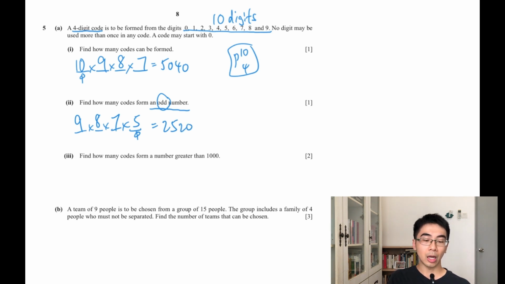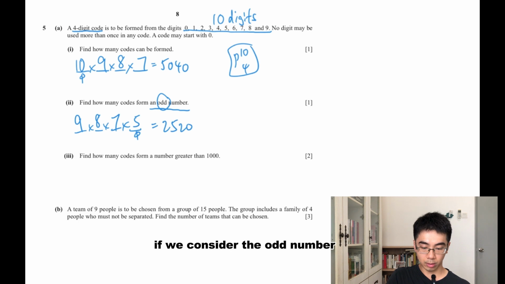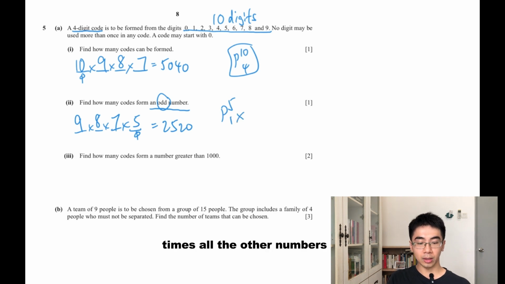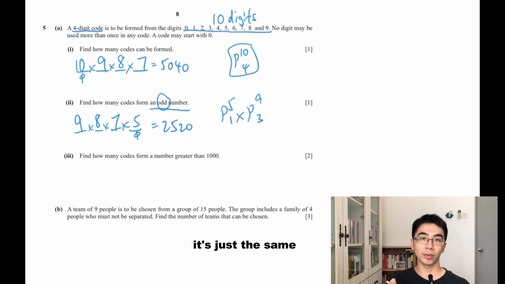Just use your calculator and you will get 2520. If you know nPr, you can also use it. You need to consider the odd number, which is 5P1, times all the other numbers, so you get 9P3. It's just the same.